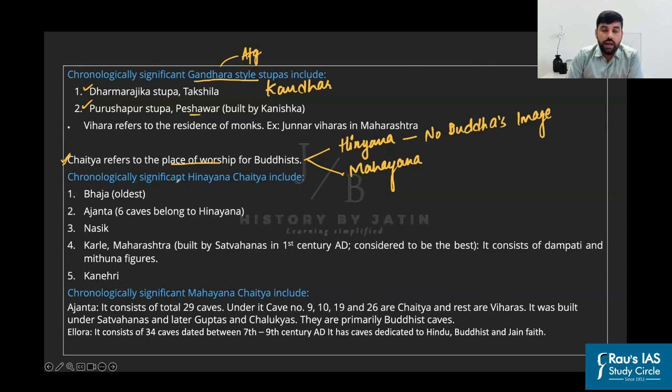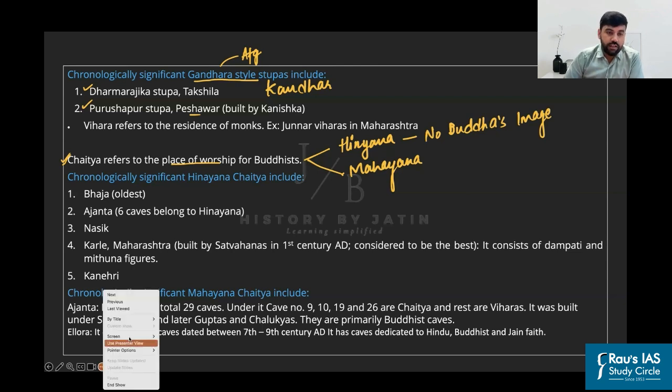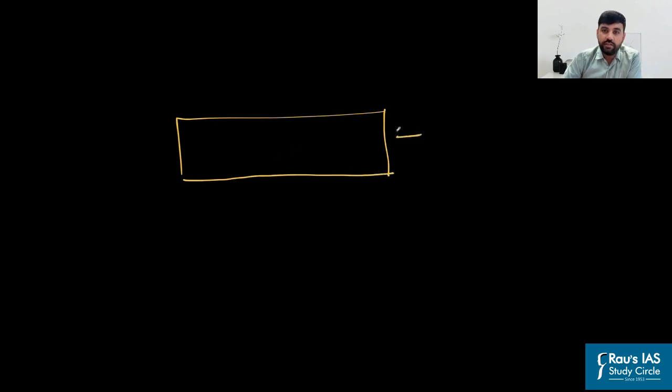Okay. Now, if there is a Chaitya, just as a reference, I'm creating it. Let's say this is a particular Chaitya, right? This is a Chaitya, and this is the entry point. Now, people will be sitting over here. Let's say these are the people who are sitting over here, right? Basically, these are monks, Buddhist monks.